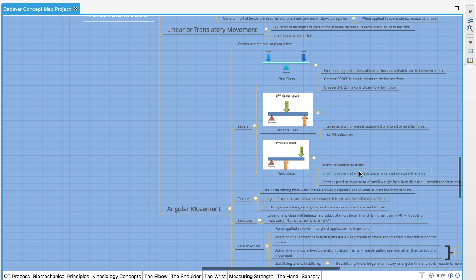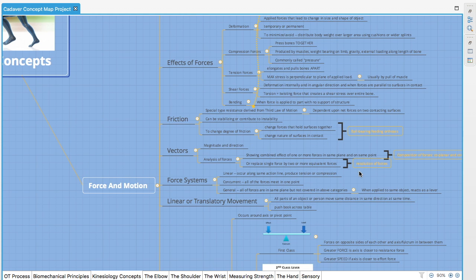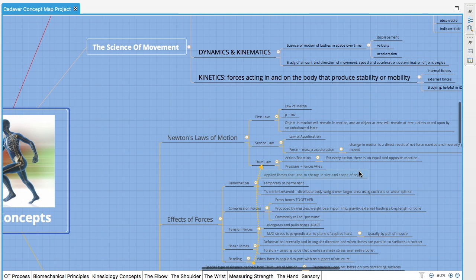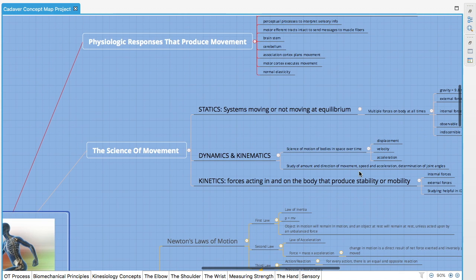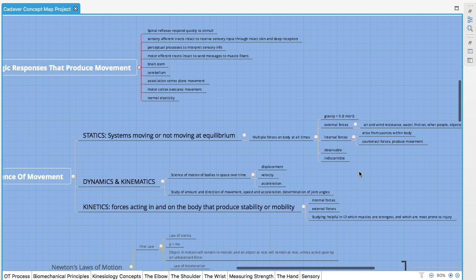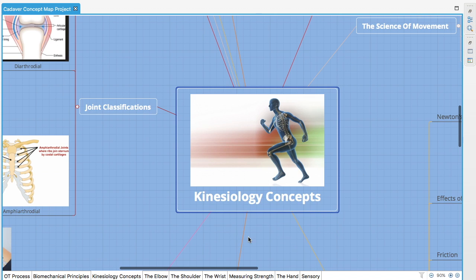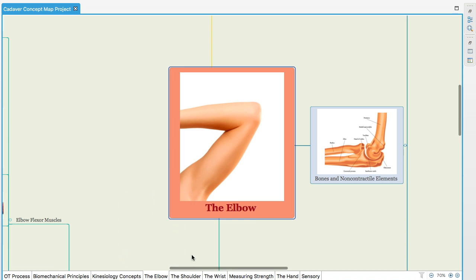The kinesiology concepts and understanding movement are fundamental in the basics of activity analysis in order to help a client regain the movements and strength needed to perform occupations that they need and that they love. Now we will move into more specific structures and the joints of the upper extremity.